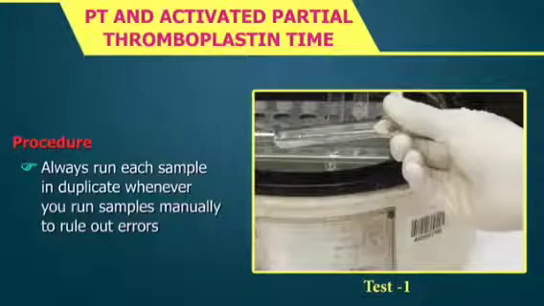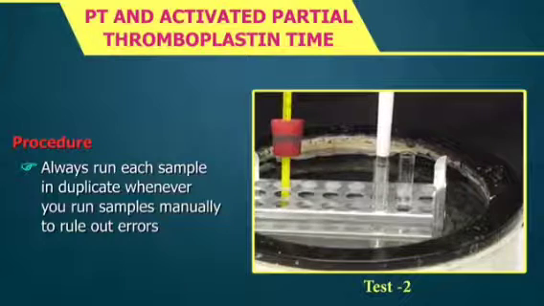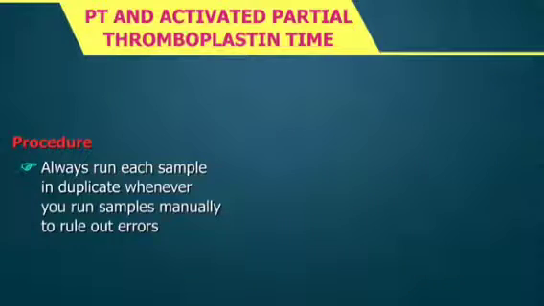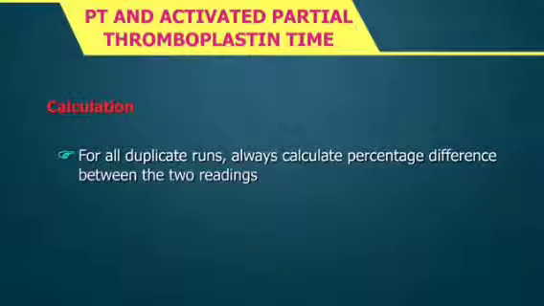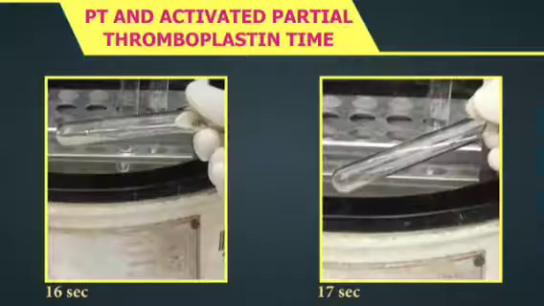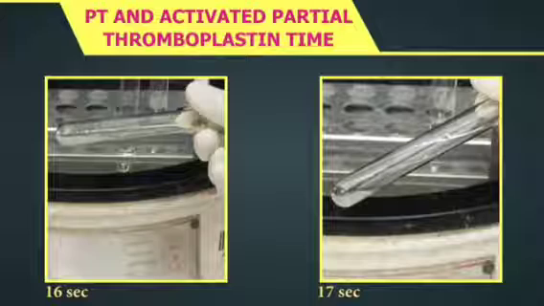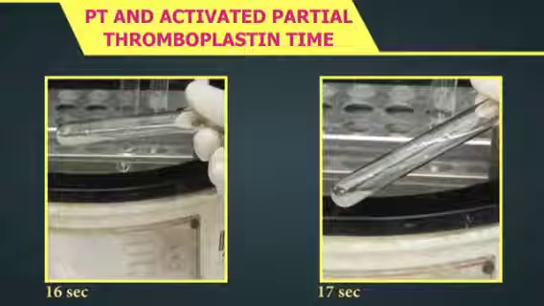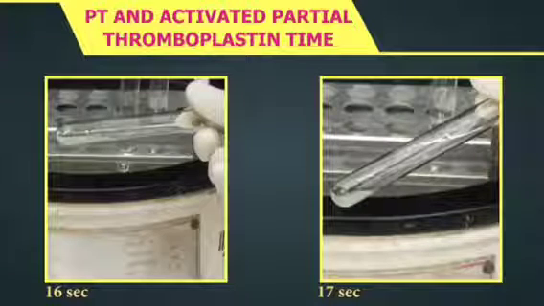Always run each sample in duplicate whenever you run samples manually to rule out errors. For all duplicate runs, always calculate the percentage difference between the two readings. A percentage difference of more than 10 is unacceptable and that sample should be retested. The test results for the duplicate sample run are 16 seconds and 17 seconds. The average of the two readings gives the final value.